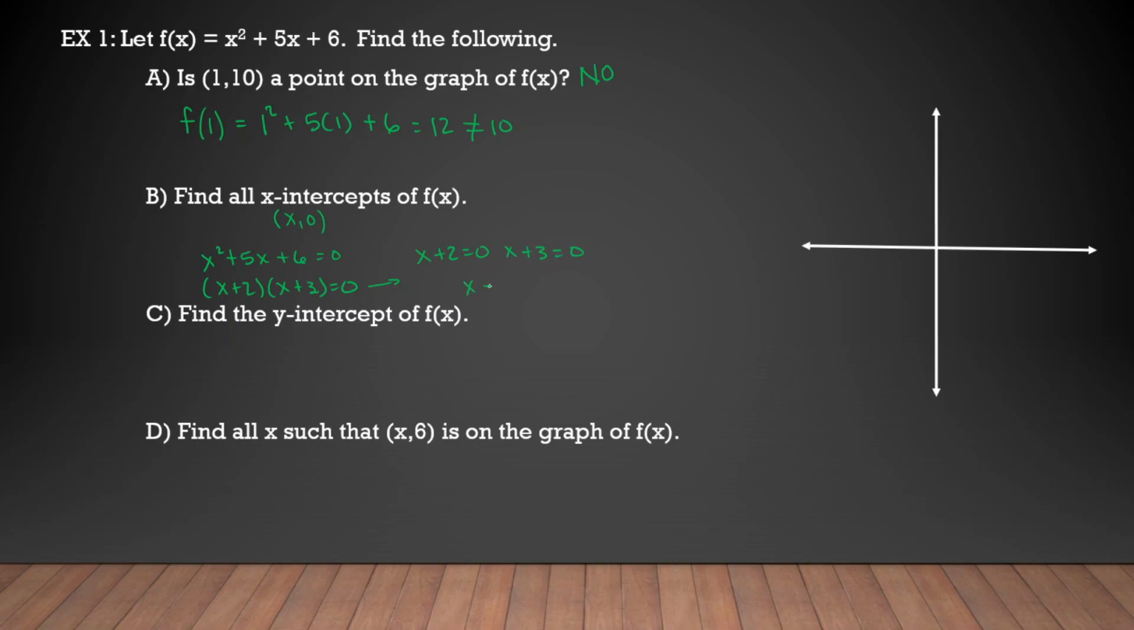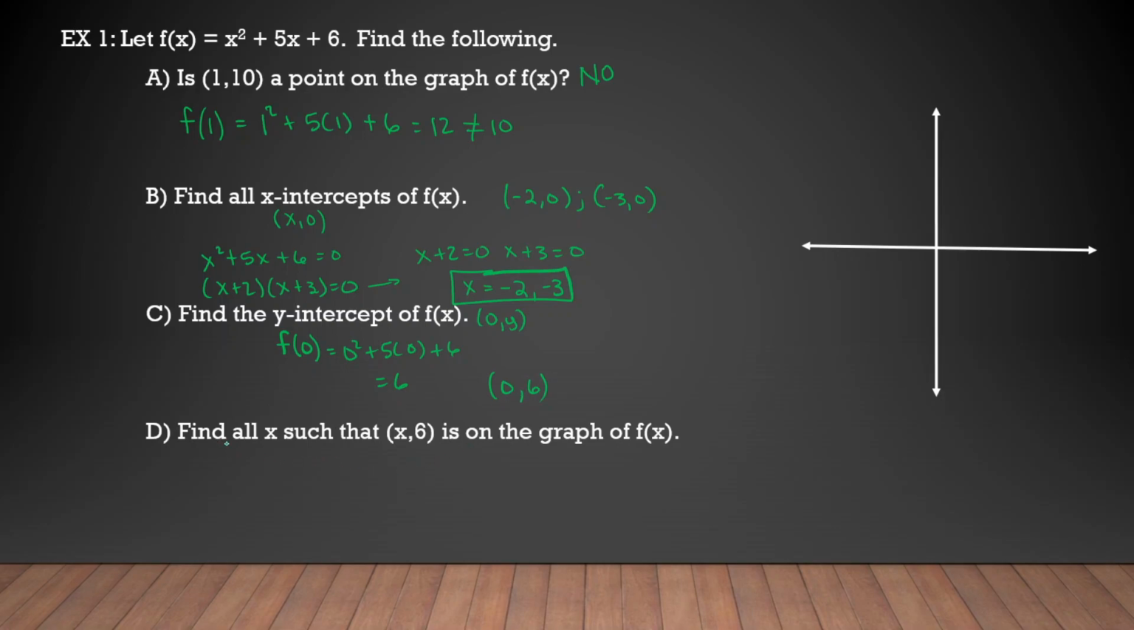So my answer is x equals -2 and -3. That's where the x-intercepts are. And of course, you can write them as points. Okay, the y-intercept is where the x value is 0 and we get a y value. So I'm going to simply plug in 0. And we get 6. So this would be at the point (0, 6).